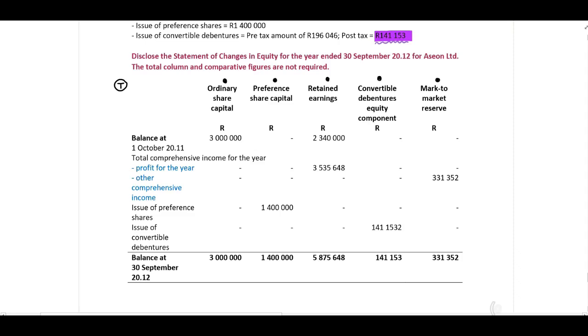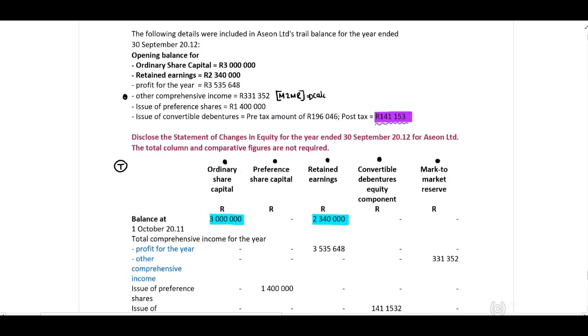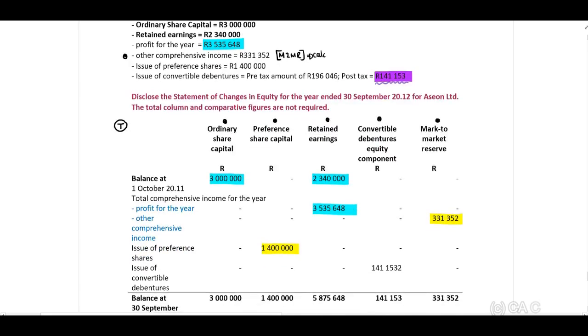Balance at the beginning of the year, they've provided us with our 3 million ordinary shares and our retained earnings. They've provided us with a profit for the year amount, the 3,535,648. They've indicated to us our mark-to-market reserve, 331,352, and the 1.4 million issue of preference shares. And important, our convertible debentures should be an amount after tax.